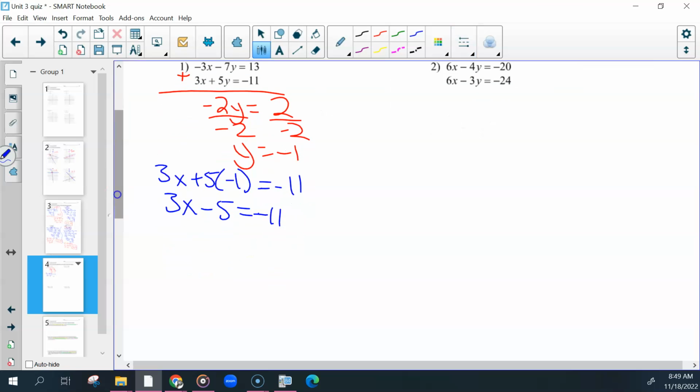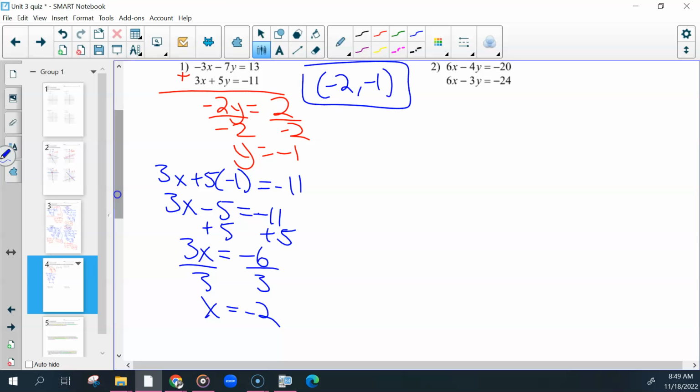So when we solve for x, we'd be adding 5 to both sides. So we get negative 6. Some of you weren't putting the negative, which threw off your answer again. But then your solution was negative 2, negative 1. Do we have any questions on that one?